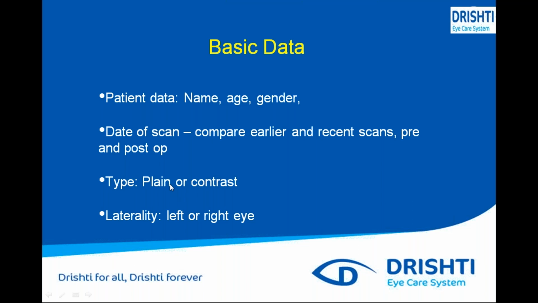The type, whether it is plain or contrast, has to be seen, because if you think a contrast scan is a plain one, that will lead to the wrong diagnosis. Again, the laterality, which eye, left eye or right eye, has to be seen. So while starting to see the report, basic data has to be checked so that it is of the correct patient.